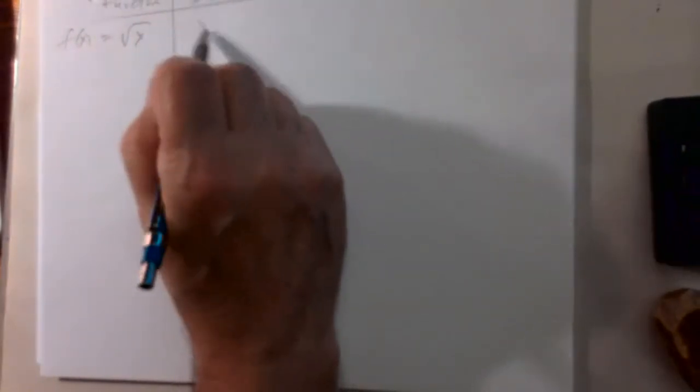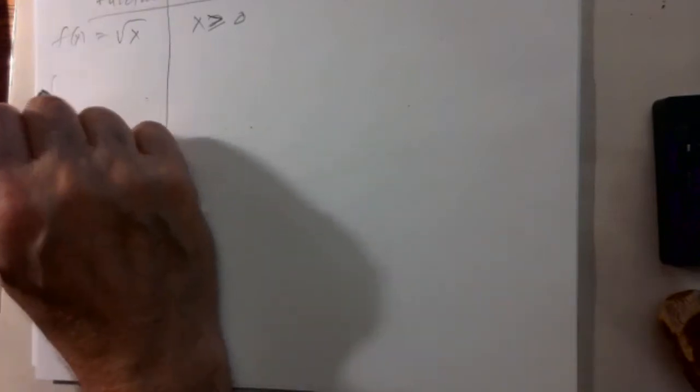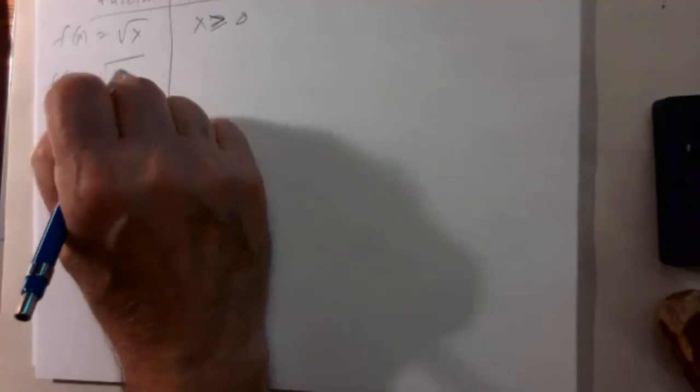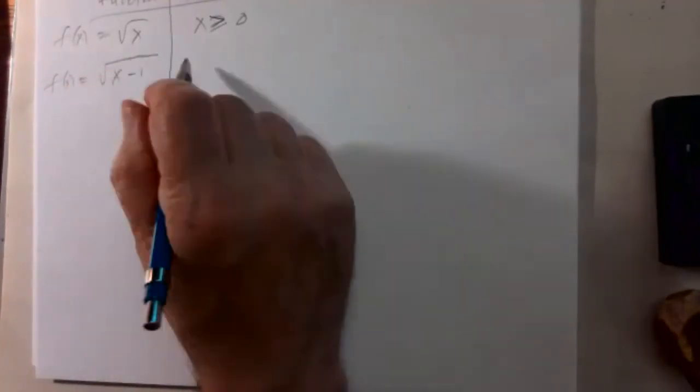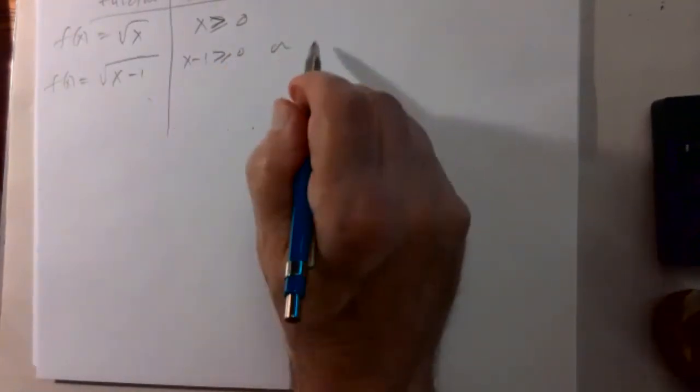What is the domain? Well, it's defined for x greater than or equal to 0. Suppose we take f of x equals the square root of x minus 1. So this is defined whenever x minus 1 is greater than or equal to 0, or x greater than or equal to 1.